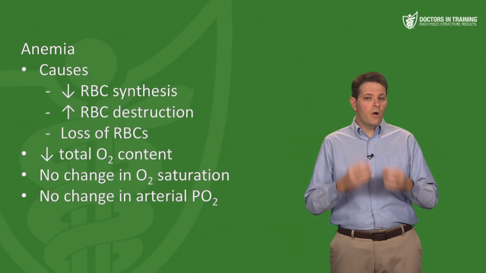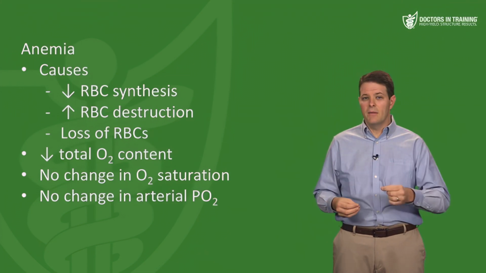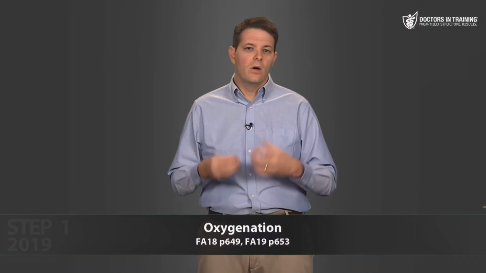So if you have a drop in hemoglobin, you can have hypoxemia even though both the pulse ox and the ABG are normal. So that's anemia.